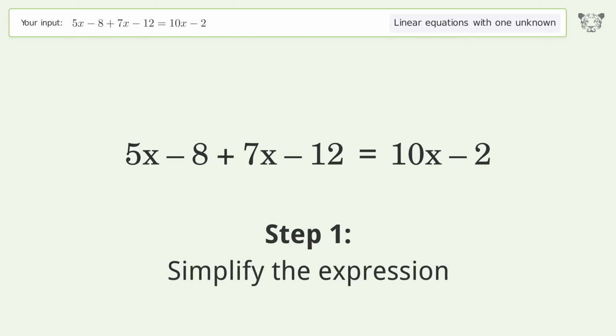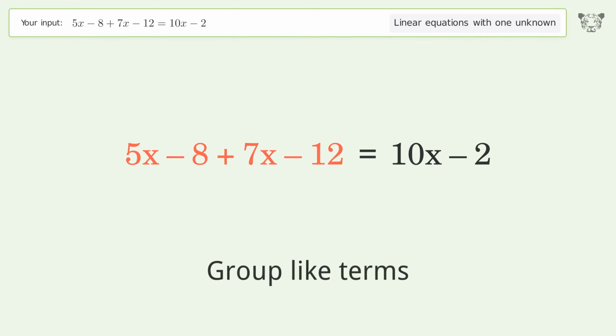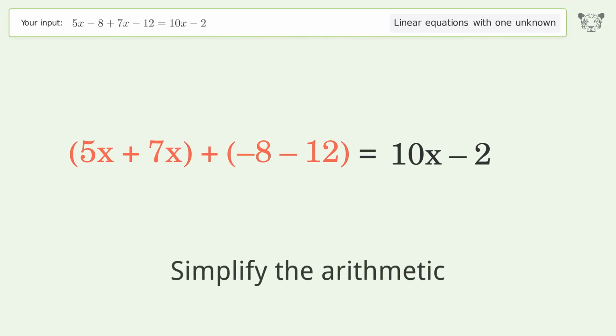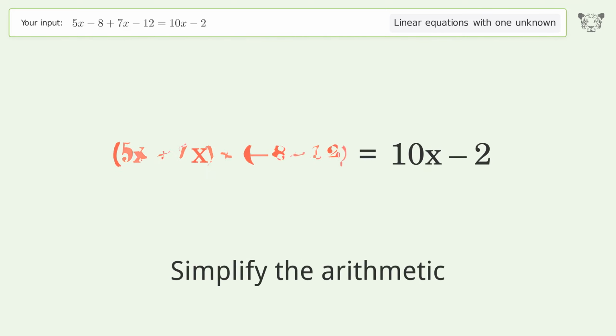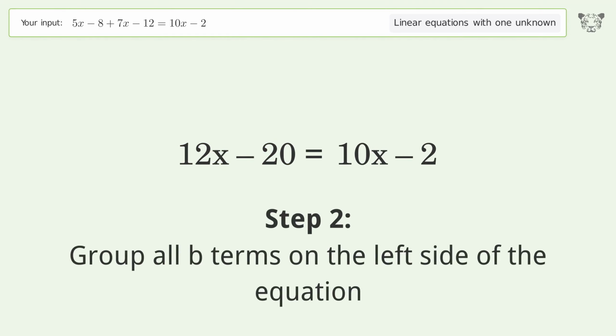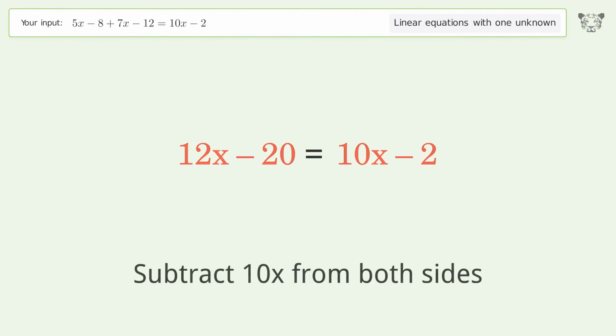Simplify the expression. Group like terms. Simplify the arithmetic. Group all x terms on the left side of the equation. Subtract 10x from both sides.